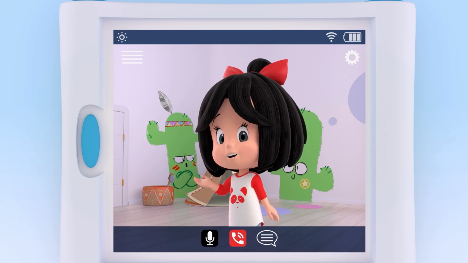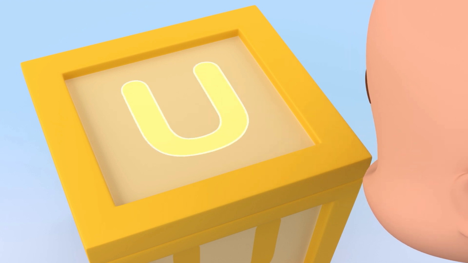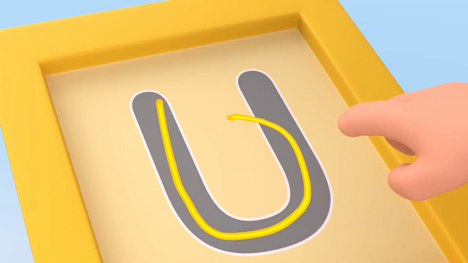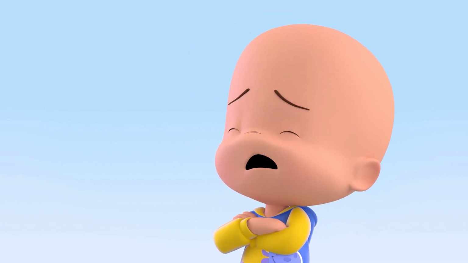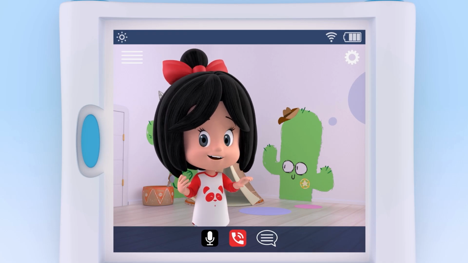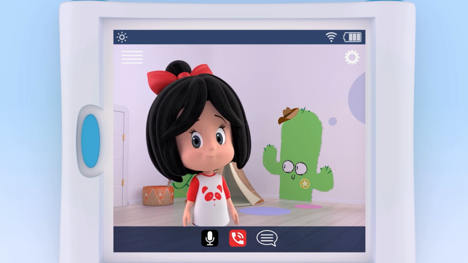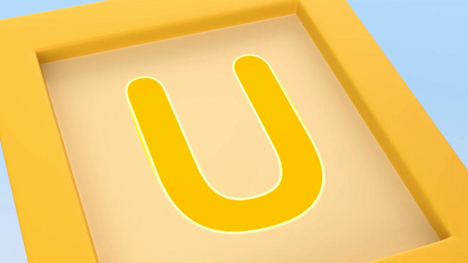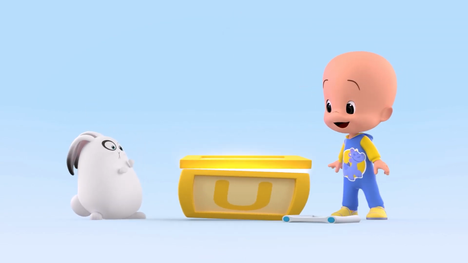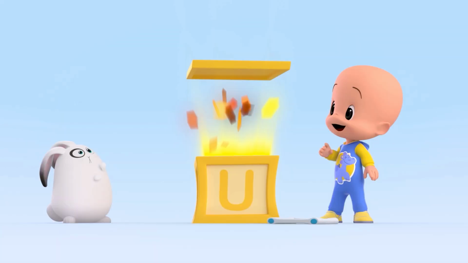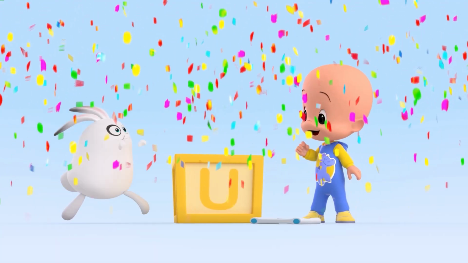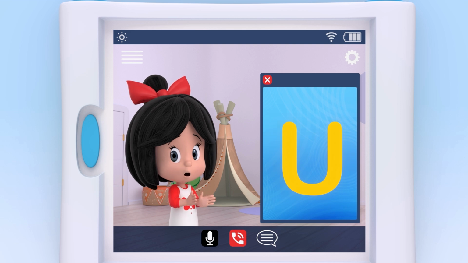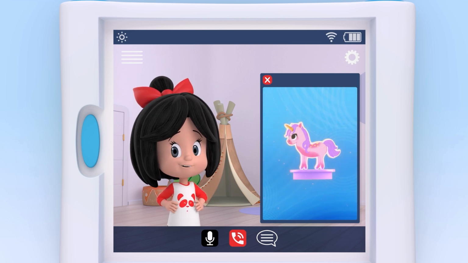Which animal starts with the vowel U? It just looked more like an O than a U. Why don't you try again? U. Unicorn. Of course, U is for unicorn.